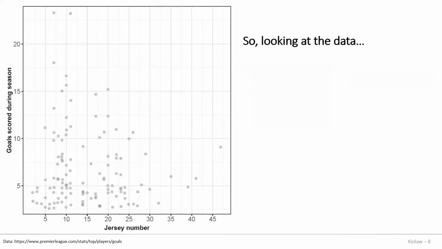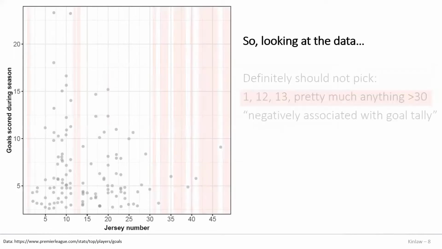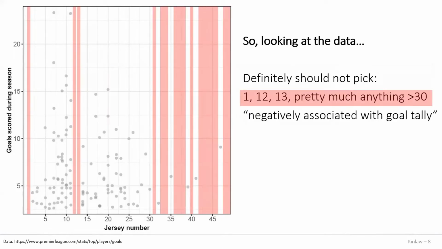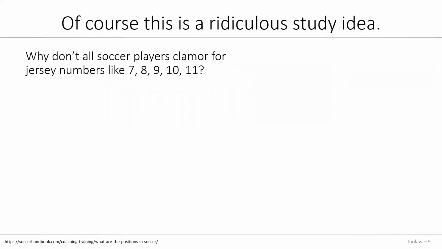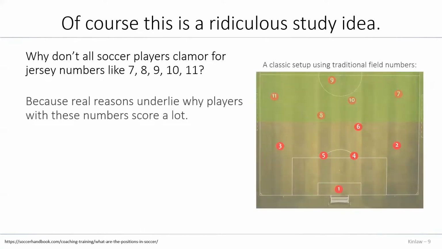When trying to make some generalizations about the data, here's what sticks out to me. I definitely should not pick number 1, 12, 13, or most of the ones over 30. And there are two ranges that look pretty solid, 7 through 11 and 17 through 20. There's no way that this is going to help me score a bunch of goals, but the data definitely do show an association. Focusing on jersey numbers obscures the fact that there are real reasons why players with these numbers score a lot of goals.